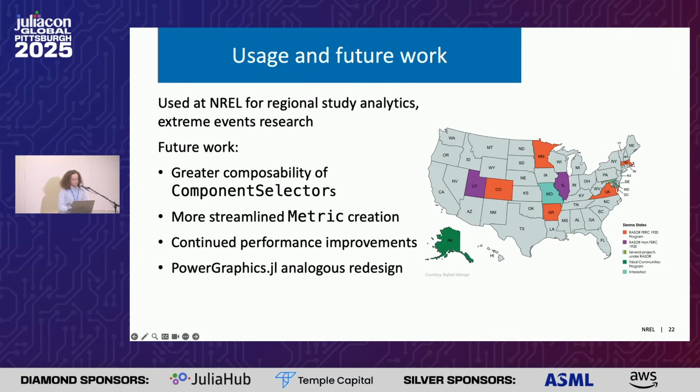Things I'd like to do in the future. I'd like to make the component selector composability a little more fully featured. I'd like to support set operations like set union and set intersection. I'd like to make it a little easier for users to create their own metrics.